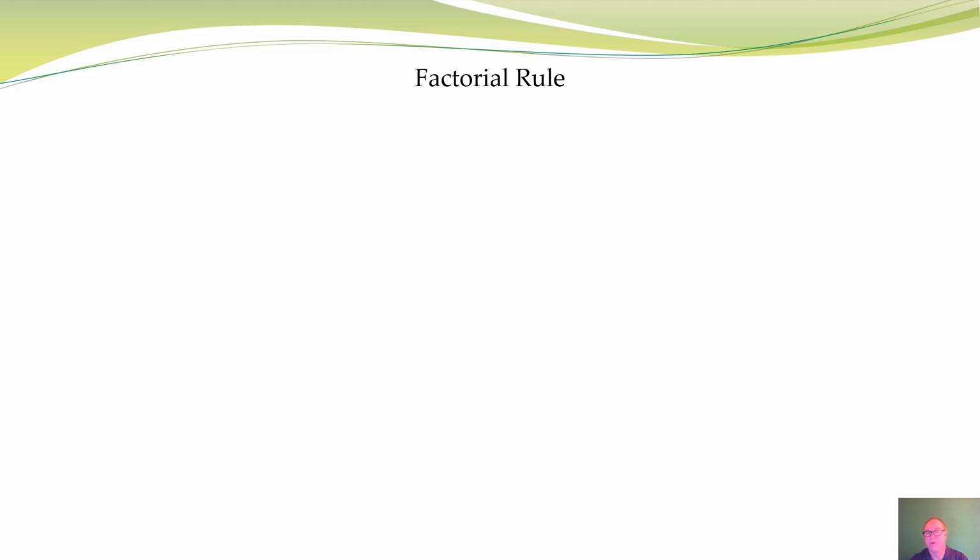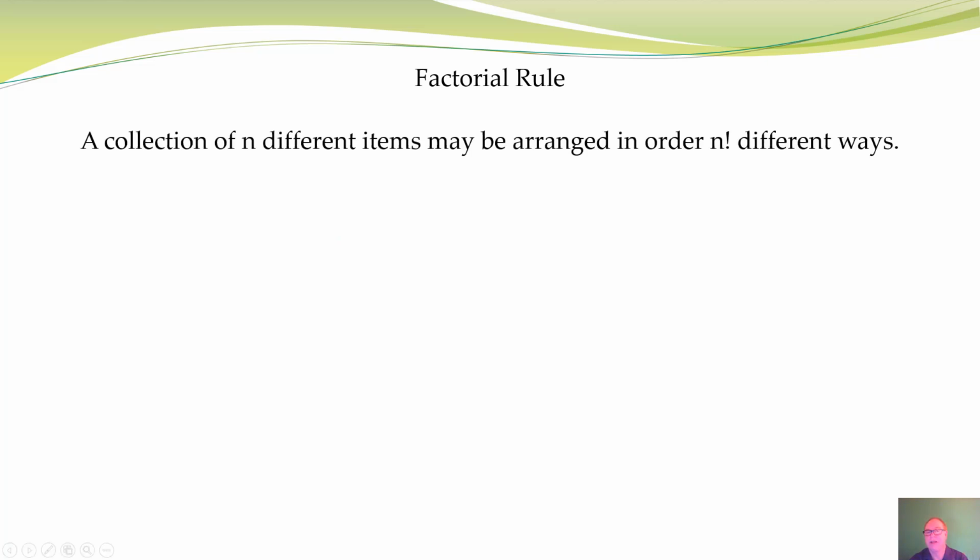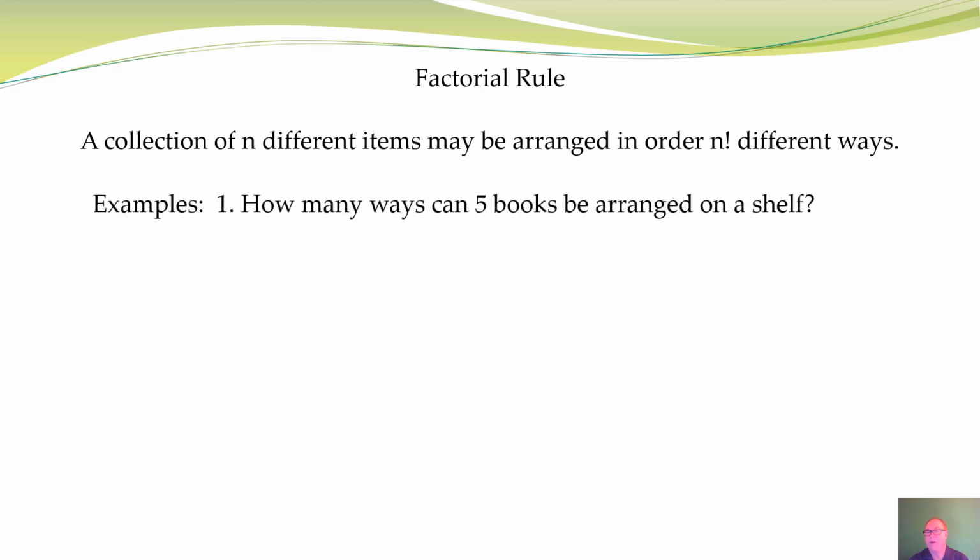Now, the factorial rule. A collection of n different items may be arranged in order n factorial different ways. Example, how many ways can 5 books be arranged on a shelf? Well, first, let's put 5 lines for the 5 books. Okay, how many ways to pick the first book? There'd be 5 ways to pick the first, 4 for the second, 3 for the third, 2 for the next to the last, and 1 for the last book. So this is just 5 factorial, or 120.